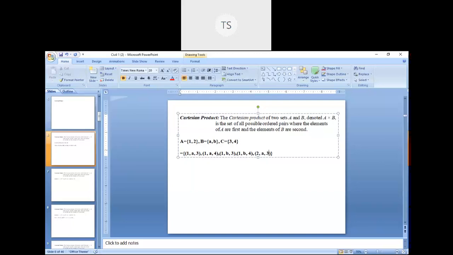Now without writing all the elements, can you tell me quickly how many elements will be there in A cross B cross C? See, the number of elements in set A is 2. The number of elements in set B is 2. The number of elements in set C is 2. So how many elements? 8.